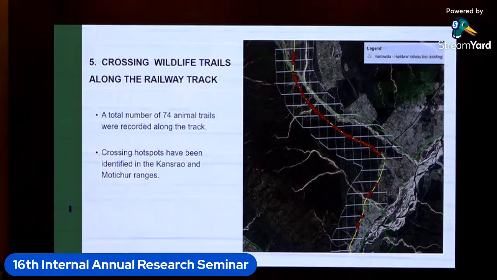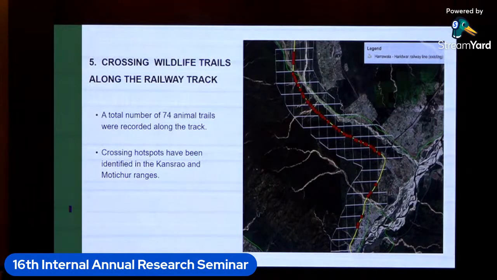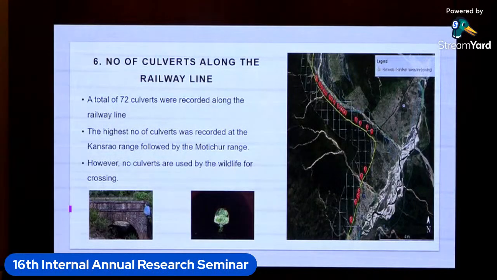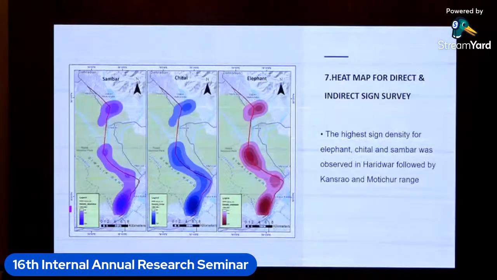A total of 74 animal trails were recorded along the track. Crossing hotspots have been identified in the Kansro and Motichur ranges. A total of 72 culverts were recorded along the railway line. The highest number of culverts were recorded in the Kansro range, followed by Motichur range. However, no culverts were found to be useful for wildlife movement.